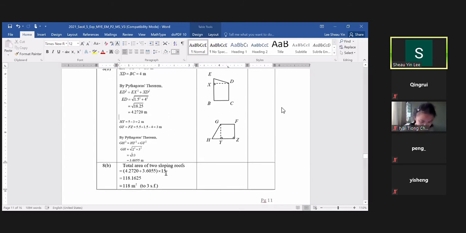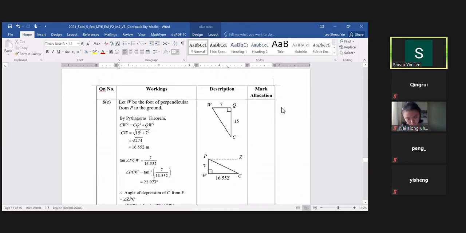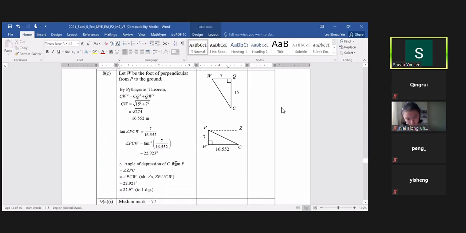Next one, total area, the roof, 118. There are people getting it correct, but some have a calculation error somewhere. Okay, Question 8B, then number 9. Cannot. 8C, again, is a depression. They will still link up to something. Pythagoras theorem, 16.553. Again, something exists, something doesn't exist. A square root always comes in one set, plus minus, frankly speaking.